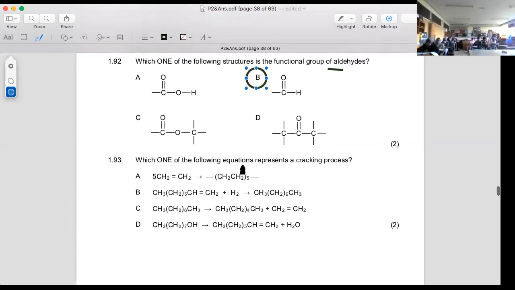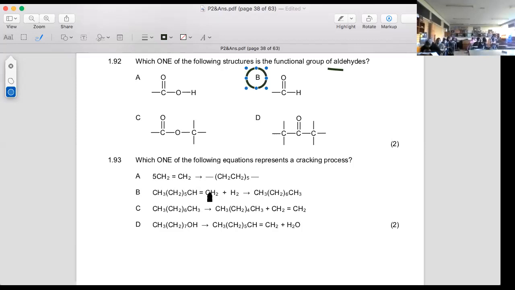Okay, which one of the following reactions represents a cracking process? Cracking theoretically comes with addition, elimination, but I think we can do this. 5 of those go to form a polymer. So that's 5 of those monomers going to form a polymer. That's polymerization, because when you see brackets with a 5, it means it's added into a long chain. So it's not A.